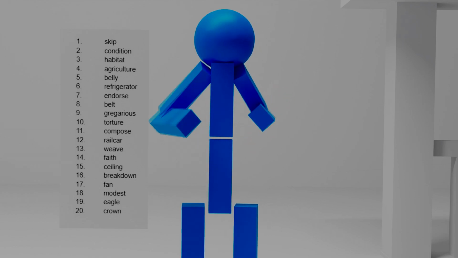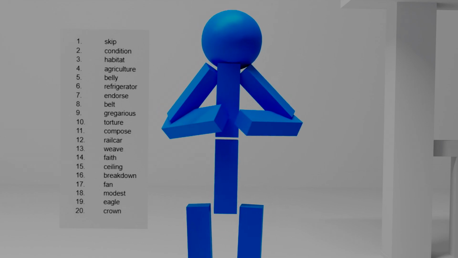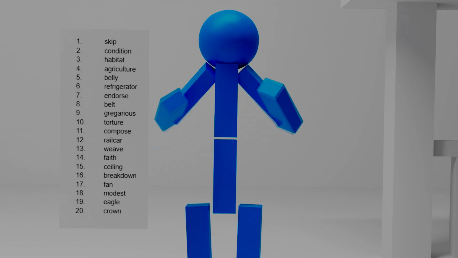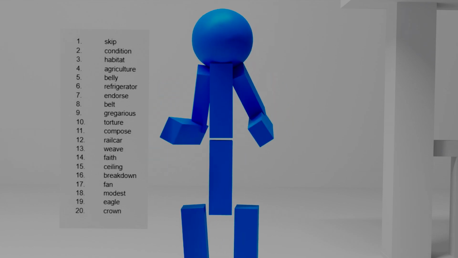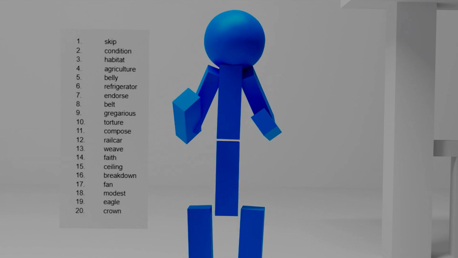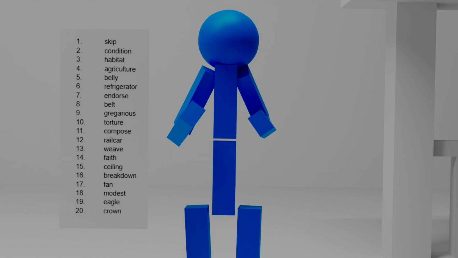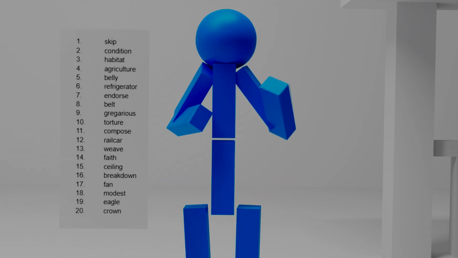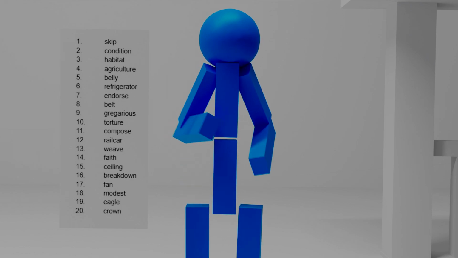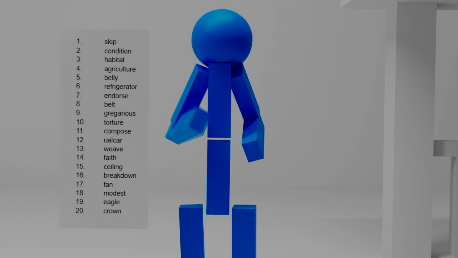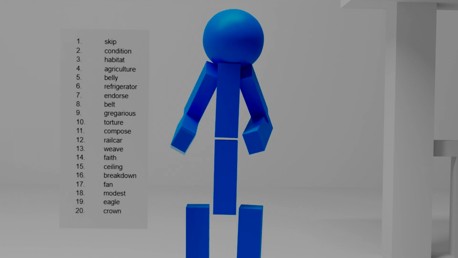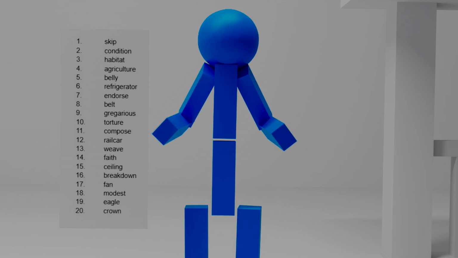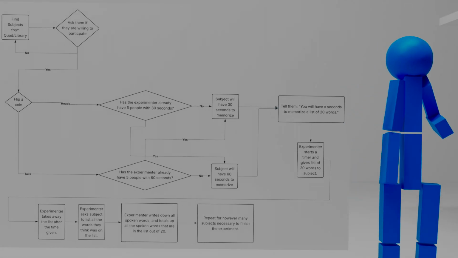We will tell the subjects that they will have X amount of seconds to memorize a list of 20 words. Once the time ends, the experimenter will take away the list and ask the subject how many words they remember, in any order. Spoken words that are not on the list will not lose points. The experimenter will count up all the words that they do remember. Here's a flowchart of our procedure.